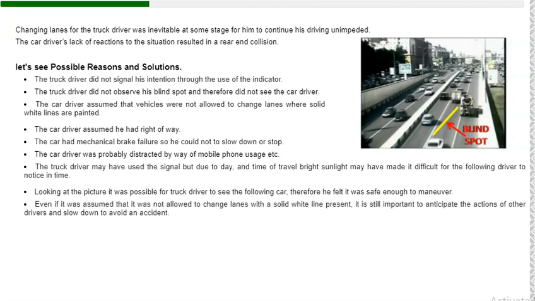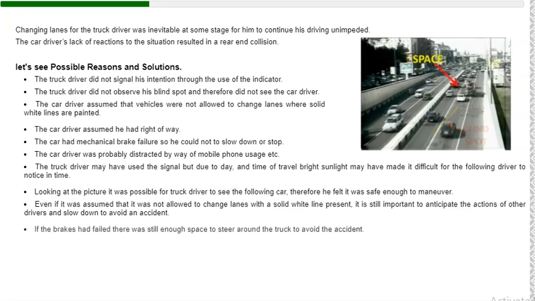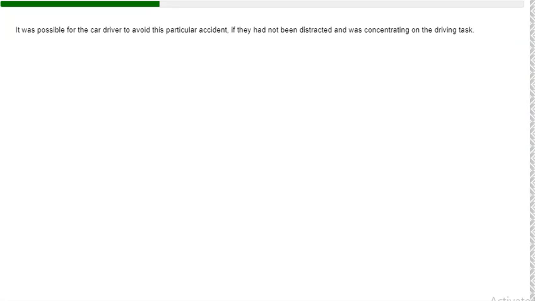Even if it was assumed that it was not allowed to change lanes with a solid white line present, it is still important to anticipate the actions of other drivers and slow down to avoid an accident. If the brakes had failed, there was still enough space to steer around the truck to avoid the accident. It was possible for the car driver to avoid this particular accident if they had not been distracted and was concentrating on the driving task.